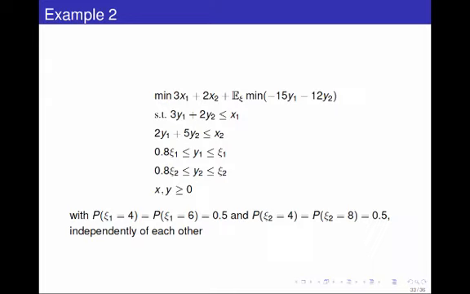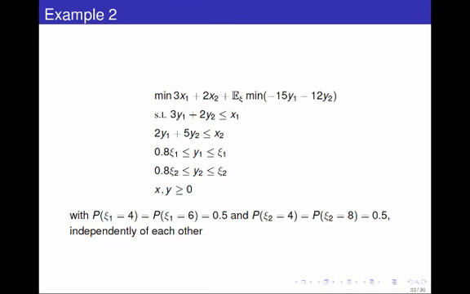And we have two scenarios. It's a two-dimensional vector of uncertainty. So demand 1 can be 4 or 6 with equal likelihood, and demand 2 can be 4 or 8 with equal likelihood. And these two are independent of each other.